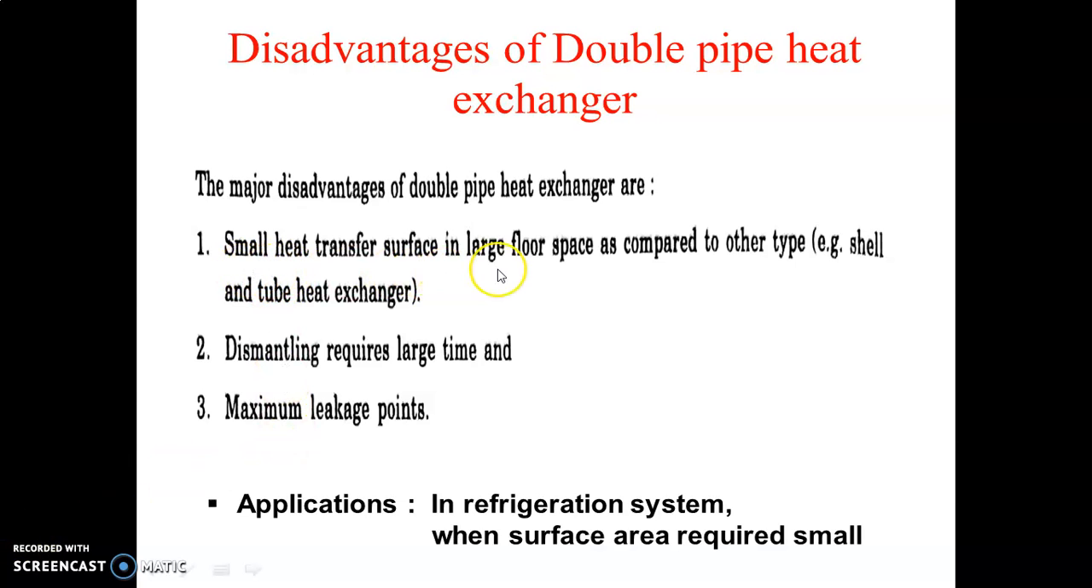Small heat transfer surface in large floor space as compared to the other types. That means it gives a small heat transfer surface and requires slightly large floor space. Floor space means the room requirement is higher as compared to the other heat exchangers. Dismantling requires large time. What is meant by dismantling?